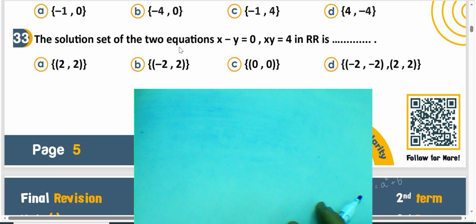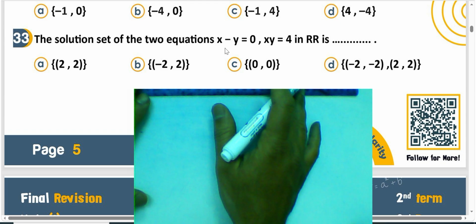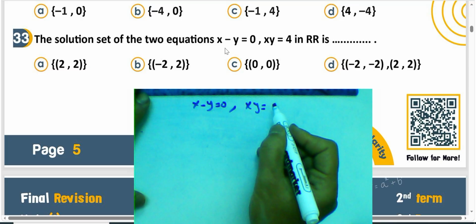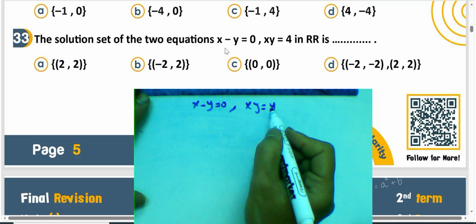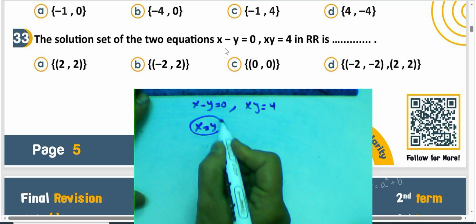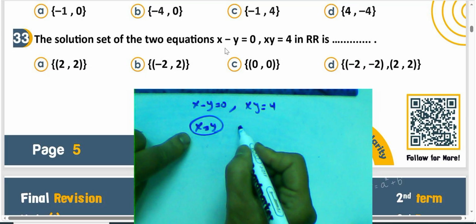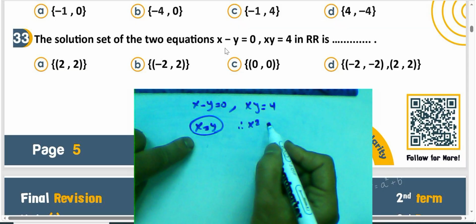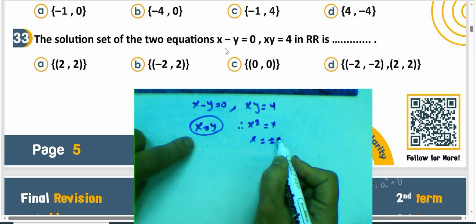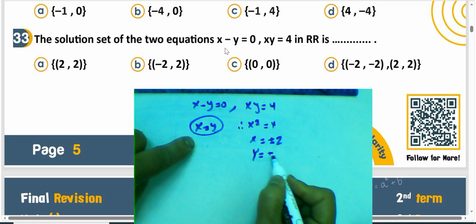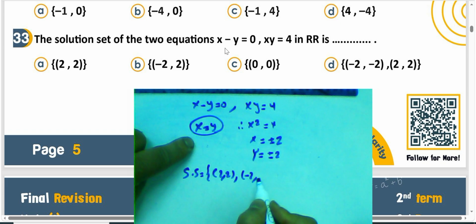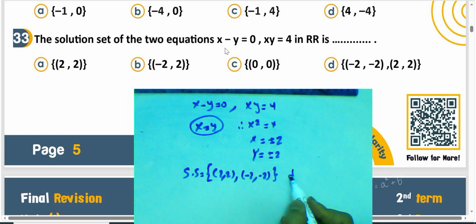The solution set of two equations: x minus y equals 0 and x times y equals 4. Look here, x times y equals 4. We have x minus y equals 0, then x equals y. Then we can put the value of x equal y here, or the reverse. Then x to the power 2 equals 4, then the value of x is positive or negative 2, so the value of y also will be positive or negative 2. The solution set we have is 2 and 2, or negative 2 and negative 2. Choose letter D.